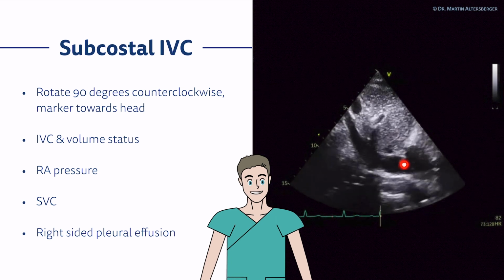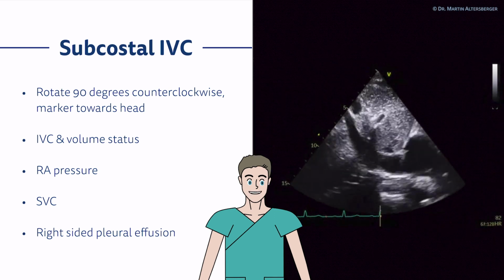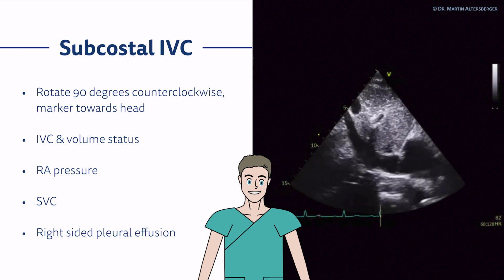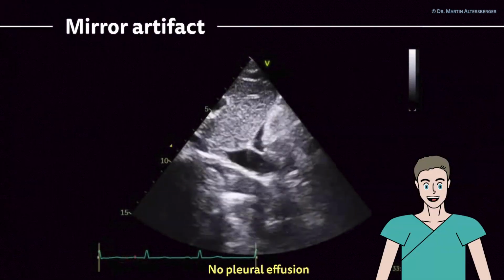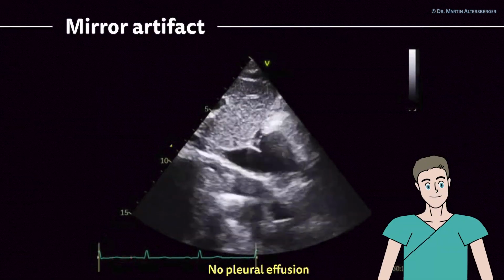Also, the SVC can be visualized. The SVC is a continuation of the IVC. And of course, you can take a look if you see a right-sided protrusion, which already gives you a hint towards what you will scan when you're performing lung ultrasound. In this case, we also want to focus on this artifact.